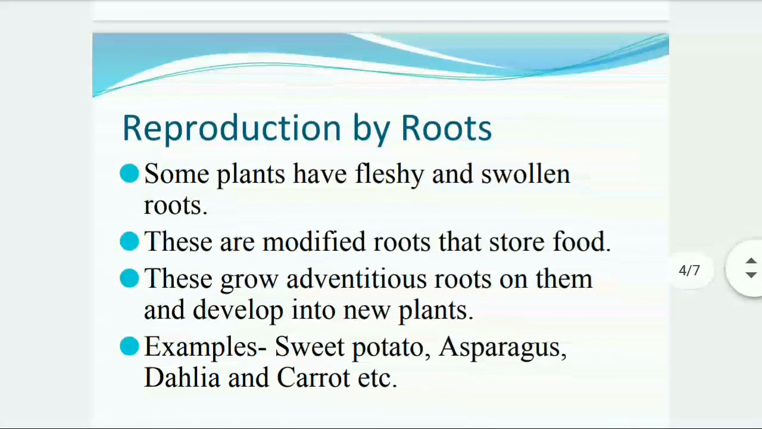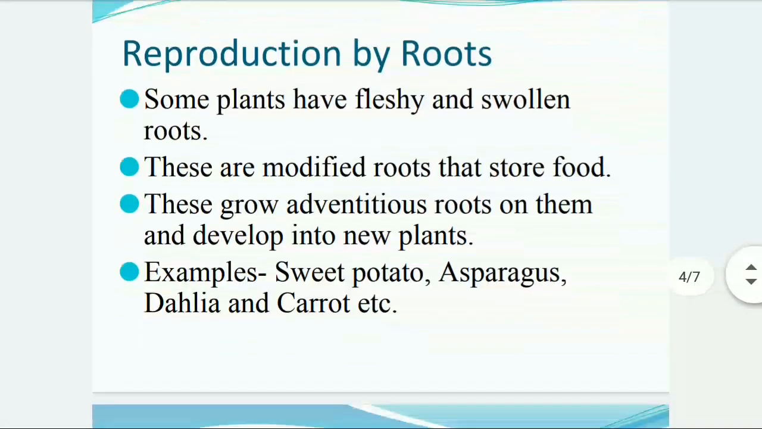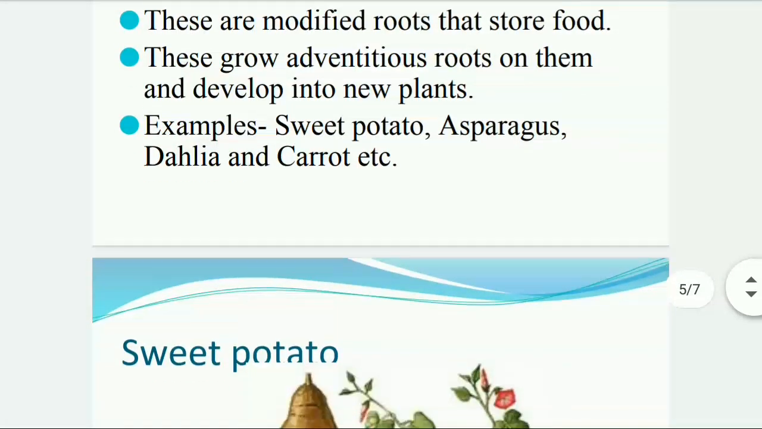Next, it is reproduction by roots. Some plants have fleshy and swollen roots. These are modified roots that store food. Fleshy and swollen means they are storing food inside them. Now these modified roots grow adventitious roots on them, which develop into new plants. Examples are sweet potato, asparagus, dahlia, carrot, etc.